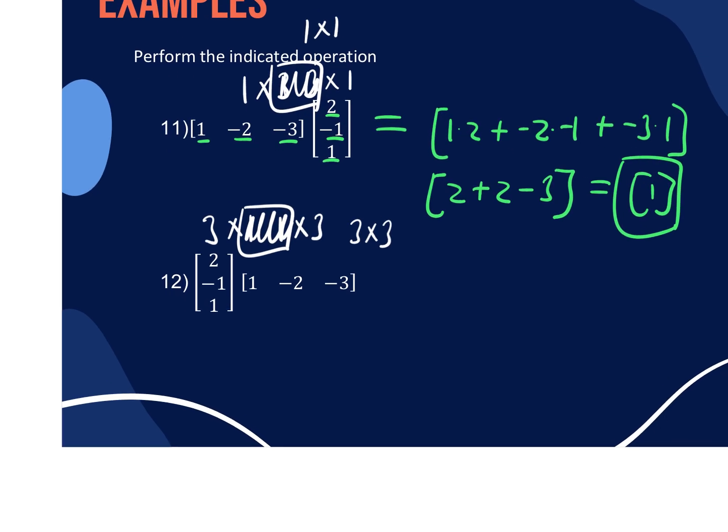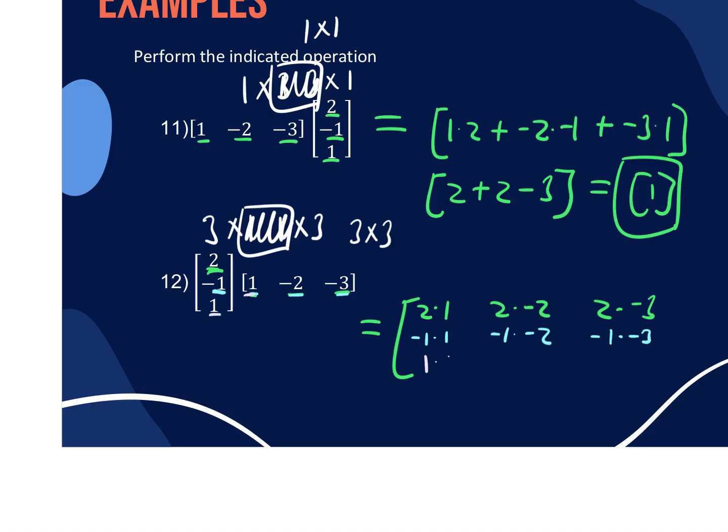All right, so let's just perform this operation. First row, first column is just 2 times 1. First row, second column is 2 times negative 2. First row, third column is 2 times negative 3. And then we do the same thing with the next one. Negative 1 times 1 is the first entry. Negative 1 times negative 2 is the second entry, and then negative 1 times negative 3 is the third entry in that row.